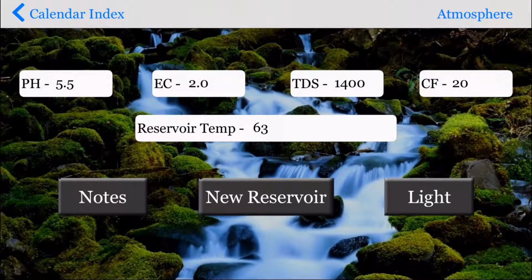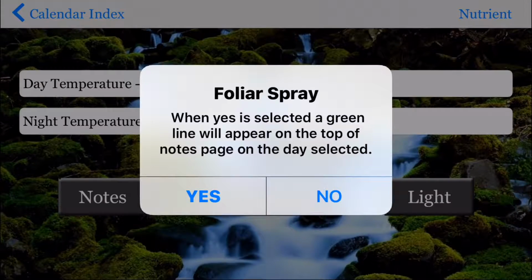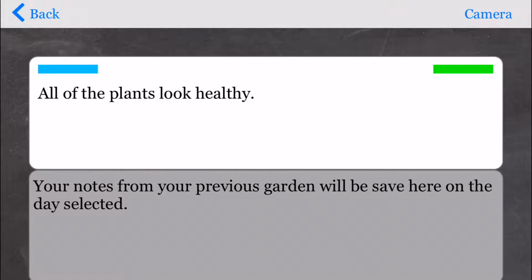If we go to atmosphere and select foliar spray, select yes, and then notes is just a shortcut to day 1 notes from the atmosphere page. You'll see in the top right there's a green bar that signifies that on that day you foliar sprayed your garden, which will also be represented on the graphs page. Something else I'd like to mention is the camera shortcut on the top right. If you create a folder in your photo album called Perfect Hydroponics, anytime you open the camera through the application and take a picture of your garden, it will save those pictures into that Perfect Hydroponics folder for you to keep everything nice and organized.